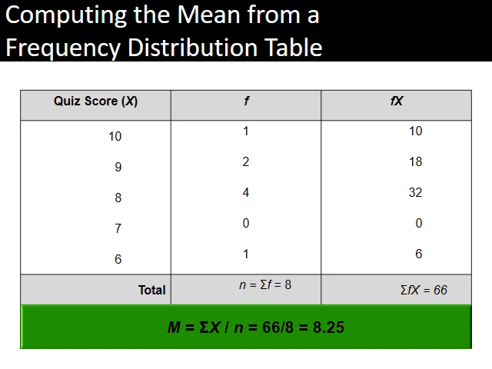And if we wanted to calculate the mean, we could take x, each score, times its frequency. So 10 times 1, 9 times 2, 8 times 4, 7 times 0, and 6 times 1 to give us the third column, which is basically frequency times each score. We add those up, and we get 66 divided by little n. And we end up with a mean of 8.25.